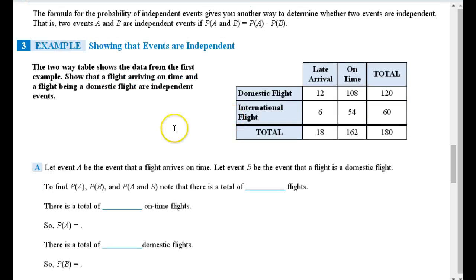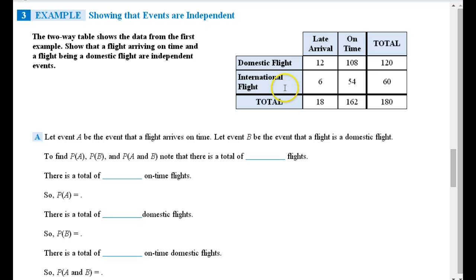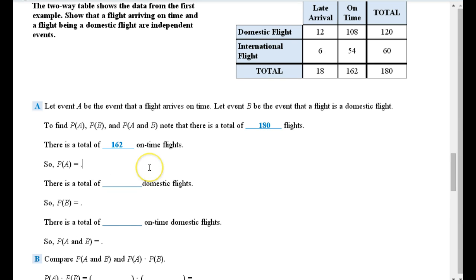So here's the two-way table. It shows the data from the first example. Show that a flight arriving on time and a flight being a domestic flight are independent. So, arriving on time and domestic. Here we go. Probability of A, probability of B, and probability of A and B. We have to notice that there's a total of 180 flights. There's a total of how many on-time flights? 162.